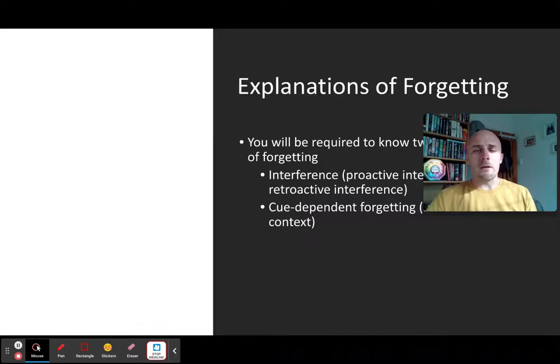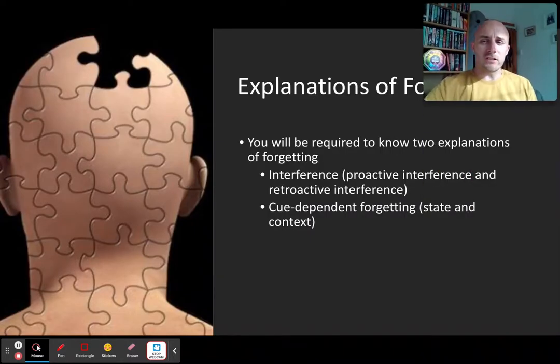So let's start off with the two theories that you are actually going to be doing. Now, remember, so far in memory, we've looked at how good your memory is, or isn't, long-term memory, and short-term memory. Now is the time that I'm going to be going through two explanations: interference and cue-dependent forgetting. This is why memory goes bad.